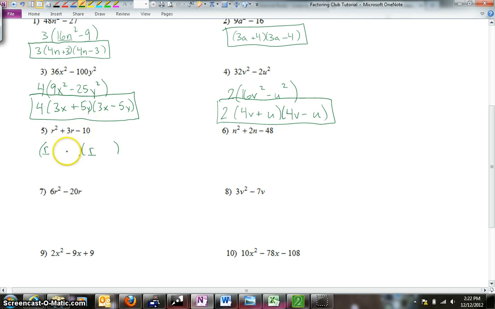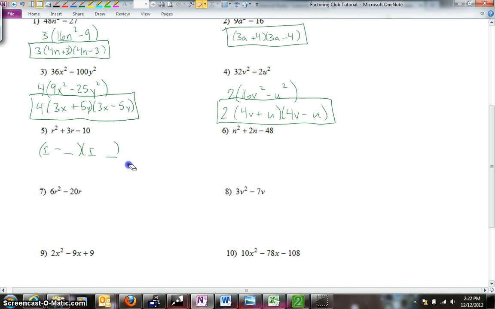The next step is I have to make sure that when I multiply the last times the last, I get negative 10. And so there's many different combinations to multiply to get negative 10. I can put minus 1 and plus 10. That would multiply to be a negative 10. So I know I get r squared first. I know I get negative 10 last. But when I do the outer, I multiply and I get 10r. When I do the inner, I multiply and get minus 1r. That equals 9r, not 3r like I wanted. So this was not the version I was looking for. So I don't want a 1 and a 10 there.